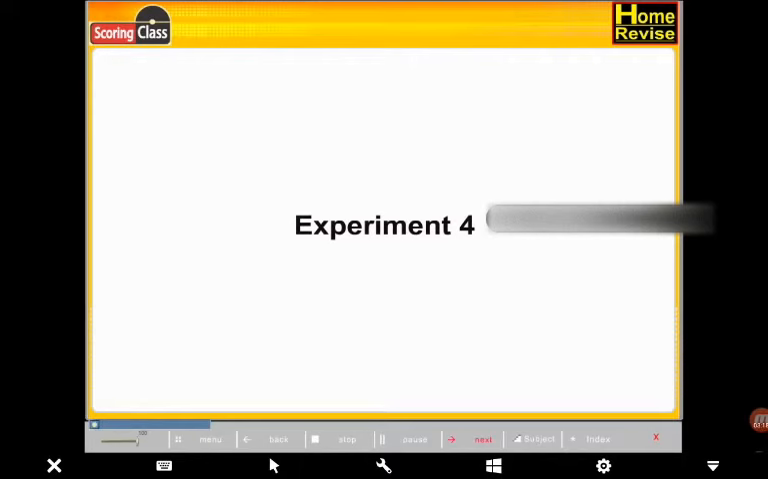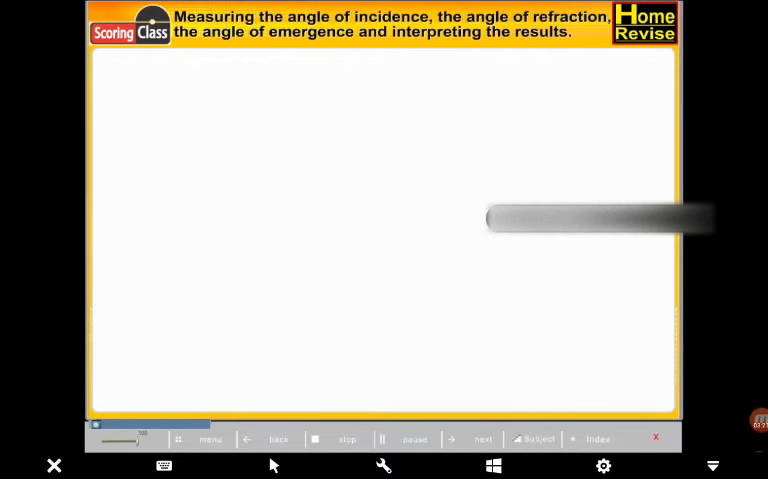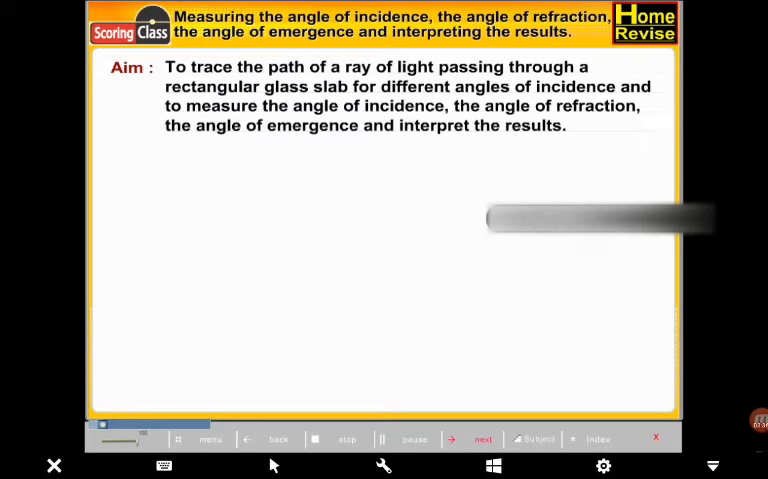Experiment 4. Measuring the angle of incidence, the angle of refraction, the angle of emergence, and interpreting the results. Aim: to trace the path of a ray of light passing through a rectangular glass slab for different angles of incidence, and to measure the angle of incidence, the angle of refraction, the angle of emergence, and interpret the results.